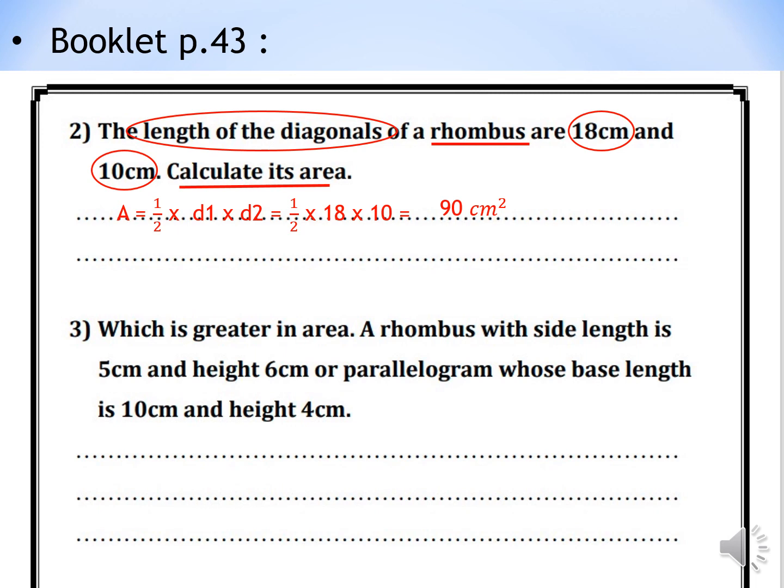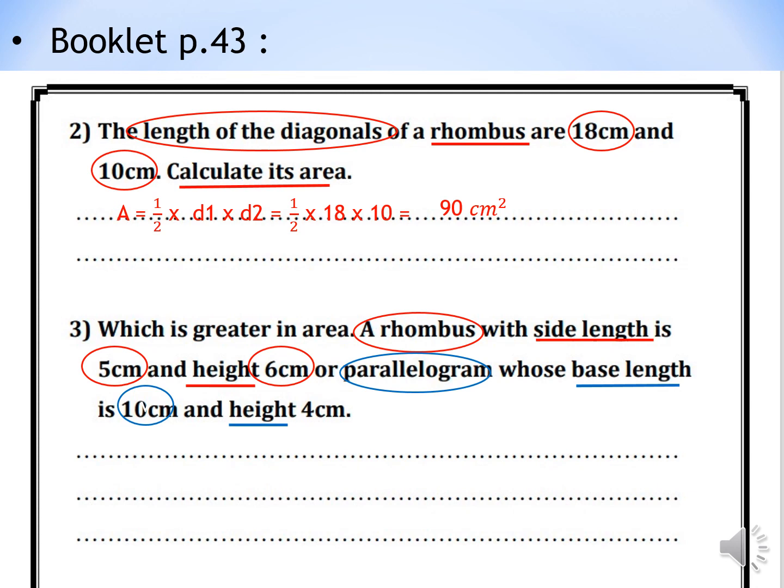Number 3. Which is greater in area? A rhombus, so this is my first shape, with side length 5 centimeter and height 6 centimeter, or parallelogram whose base length is 10 and height 4 centimeter. First I have to get the area of the rhombus. Area of the rhombus is side times height, so it will be 5 times 6 equal 30 centimeters squared.